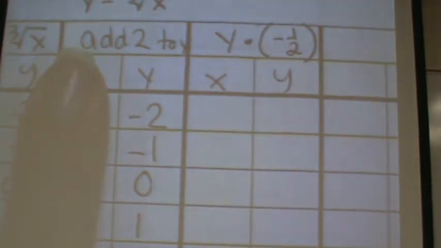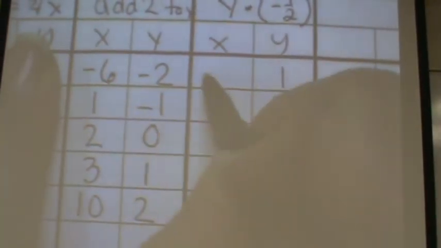This affects the y value. So, I put my finger over here. How do you multiply -2 times -1/2? What do you get? What's a negative times a negative? It's a positive. What's 2 times a half? 1. 0.5. What's the next one? 1/2, or 0.5. What's 0 times anything? What's 1 times -1/2? And what's 2 times -1/2? What do you do with these x values? Leave them alone, probably.